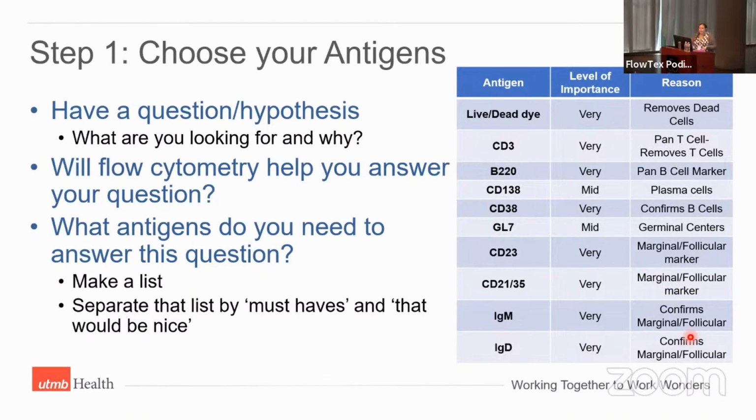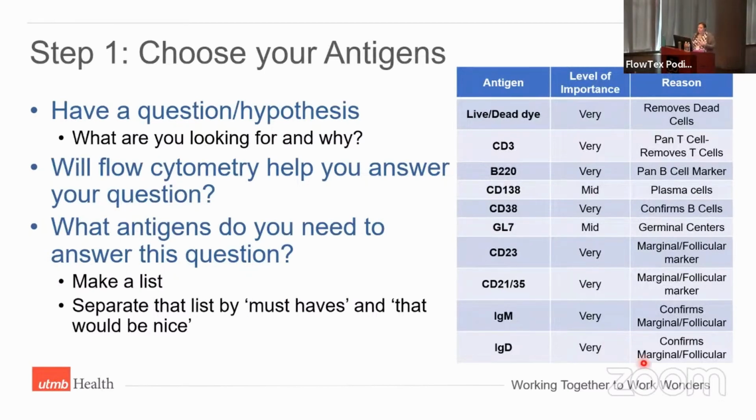And then I have them start making a list of the antigens that they need to answer their question. So what antigens do you actually need to get the markers to confirm that they are marginal zone B cells or follicular B cells? And then I also have them rank them on level of importance, similar to primary, secondary, and tertiary antibodies, because a lot of my users don't understand primary, secondary, and tertiary. So if I just have them mark them very important, not important, or mid-level, that generally gives me the information about primary, secondary, and tertiary.